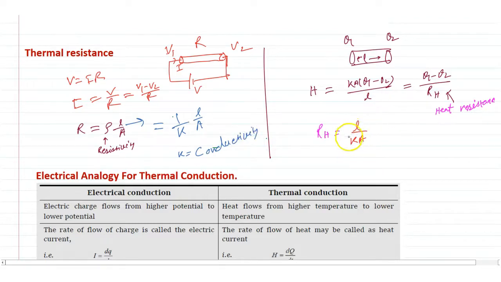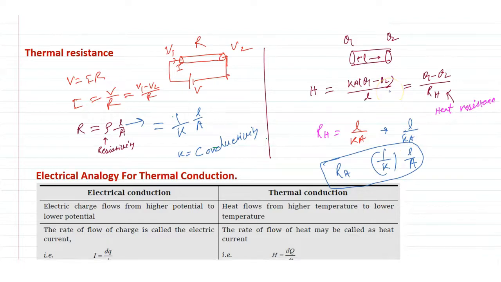And here you can see, so R_H will be L by K. This is called, suppose 1 by K into L by A. R equals rho L by A, and R equals 1 by K into L by A. This is called heat resistance. In case of series combination and parallel combination of resistance, you have studied in electrical resistance, and also the series and parallel combination of heat resistance. You can see here that the thermal resistance is similar to the electrical resistance.